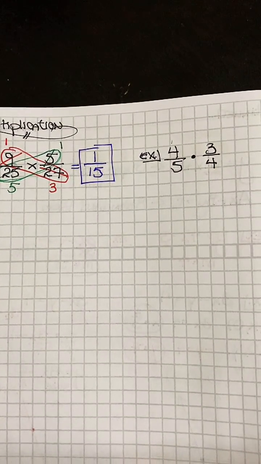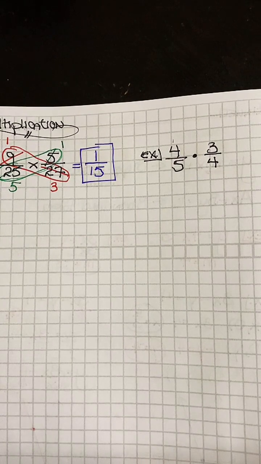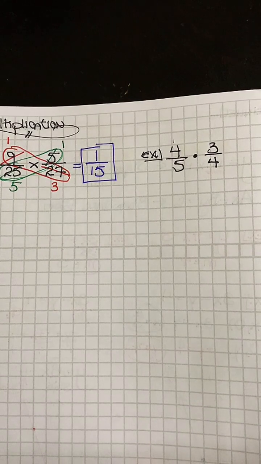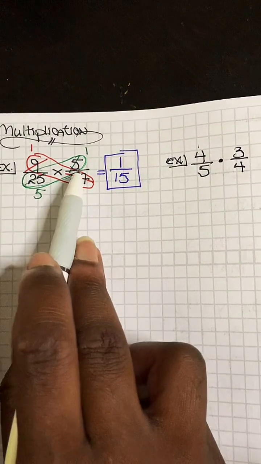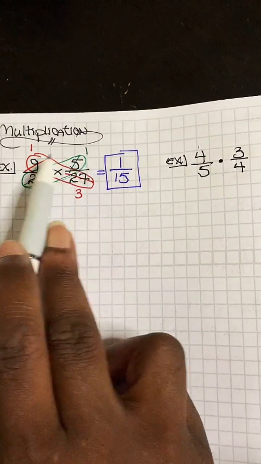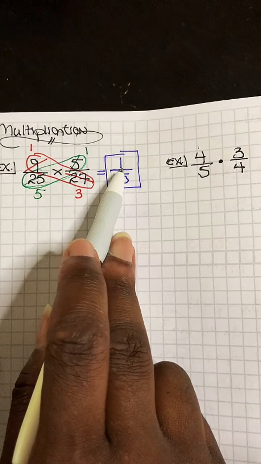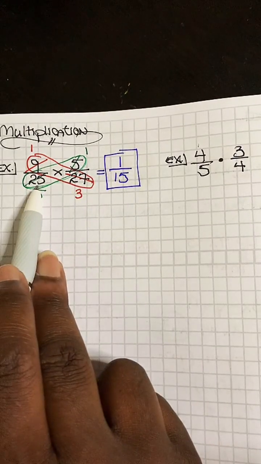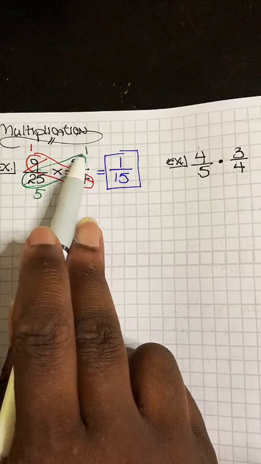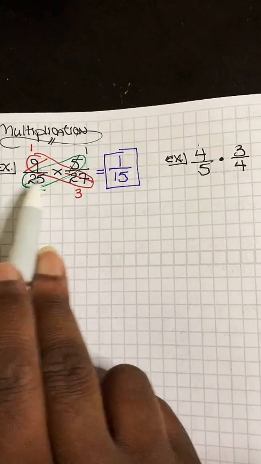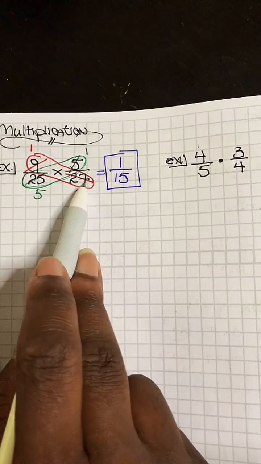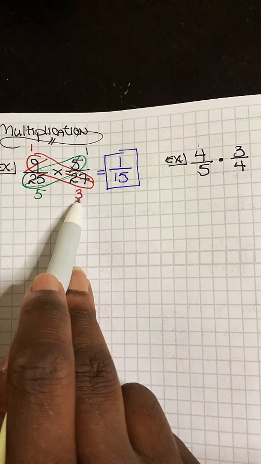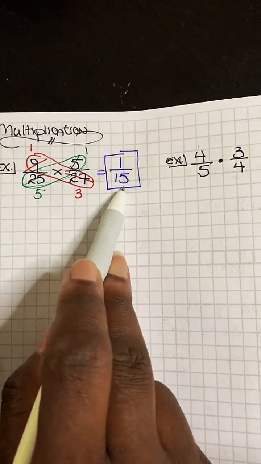Hey, Danny. How are you? How did I get the 1/15? Well, after we reduced, this 9 turned into a 1, and this 5 turned into a 1. 1 times 1 gives me 1. When we reduced the 25 with the 5, that gave us 5. We reduced the 27 with the 9, that gave us 3. Then 5 times 3 gives us 15.